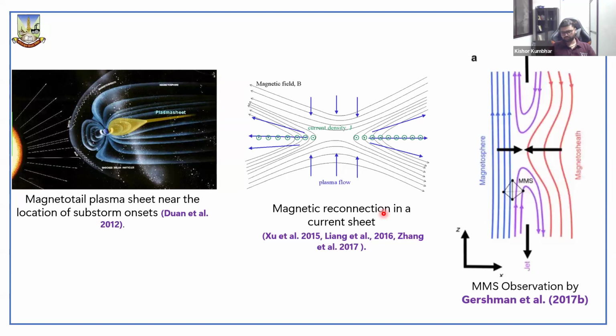Particularly, there is one study conducted by Gershman et al., where they used the data from the MMS spacecraft to observe the KAW waves in the magnetosphere, where they were able to demonstrate the conservative energy exchange between particles and plasma field.